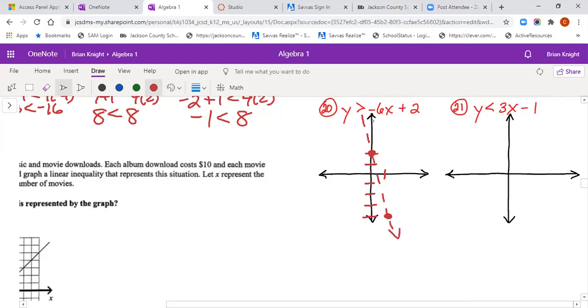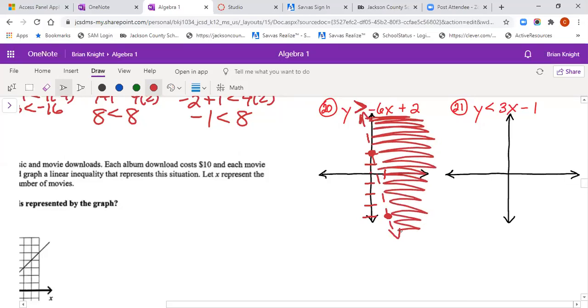Okay. And do I shade up or down? Greater than means you go up. So I shade everything above the line right here. Even 20 staying above the line. How about that?